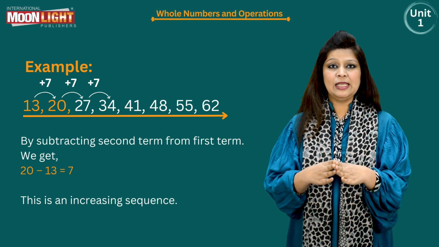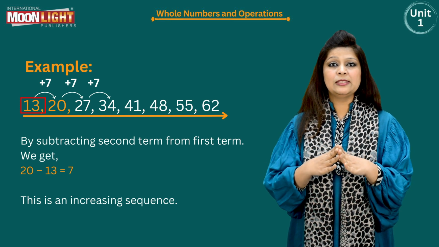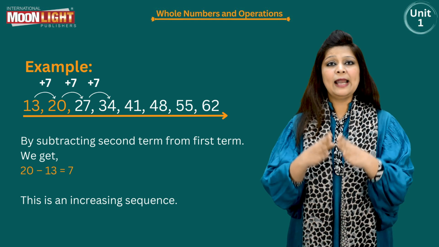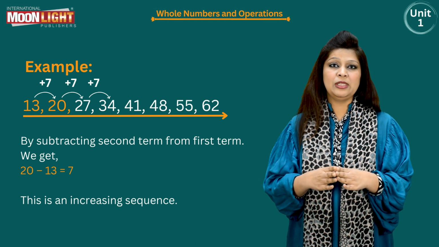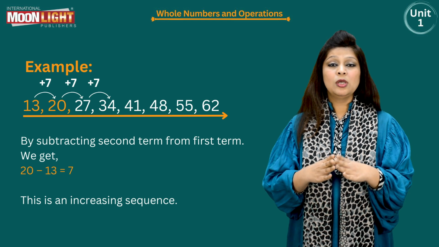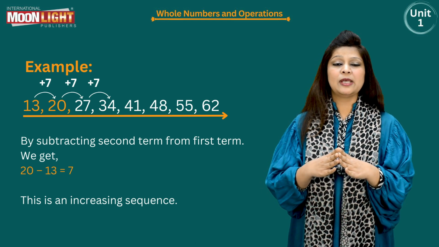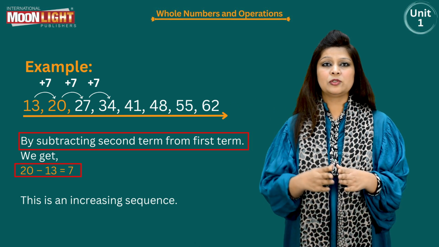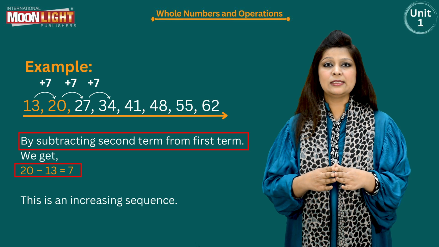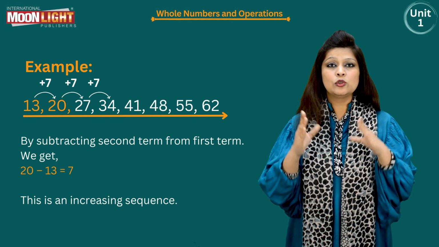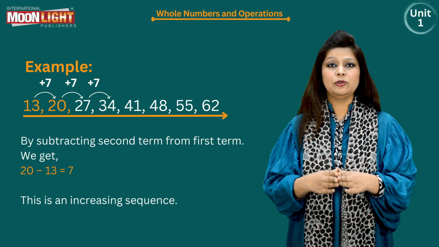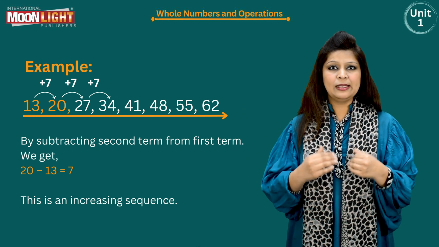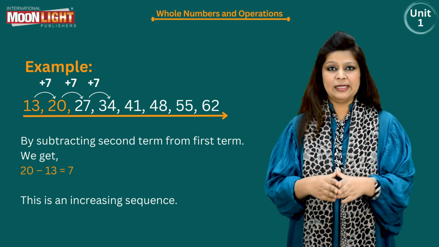Here I see that the first term is 13 and the second term is 20. So, I need to find the difference between these terms. I will subtract the first from the second. So, the answer is 7. So, what am I going to do? I am going to add 7 to all terms. Let's check whether this is true or not by checking the rule.